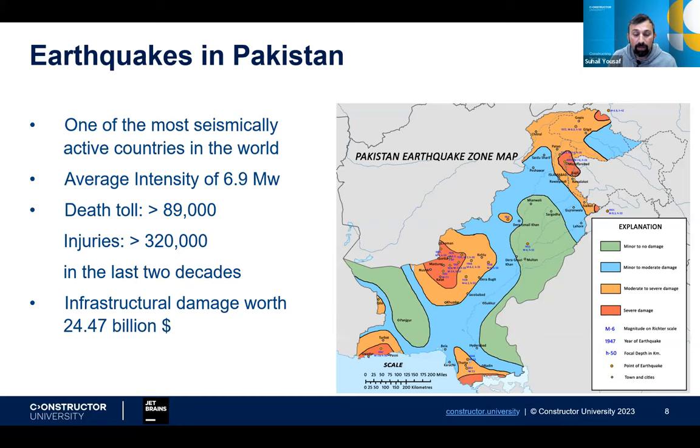So it is really a hot issue not only in Pakistan, but all across the world. Similarly, the infrastructural damages were estimated at $24 billion in the last earthquake. Next, please.